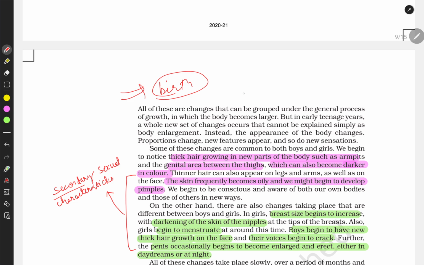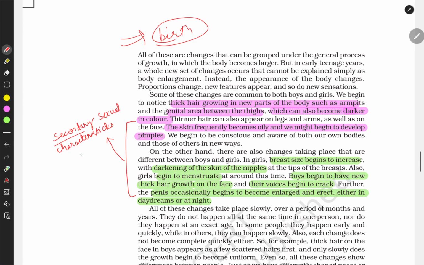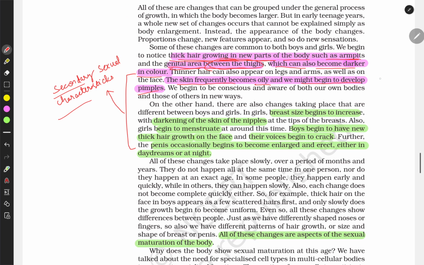And what are the secondary? The changes which happen during puberty in males and females are called secondary sexual characteristics. What are those changes? Thick hair growing in new parts of the body such as the armpit, genital area, and between the thighs, which can also become darker in color. The skin frequently becomes oily and we might begin to develop pimples. These are the changes which happen during puberty.